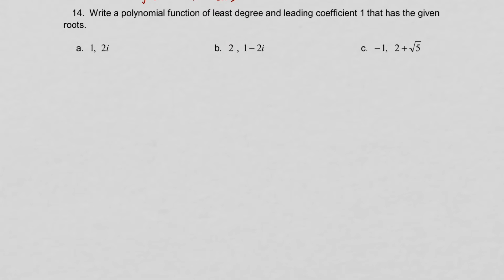Alright, 14, write a polynomial function of least degree and leading coefficient 1 that has the given roots. So it has to have these roots that they gave us, the leading coefficient has to be 1, and it has to be of the least degree possible. Okay, here we go. Let's start with A. In A, they want a function that has those zeros.